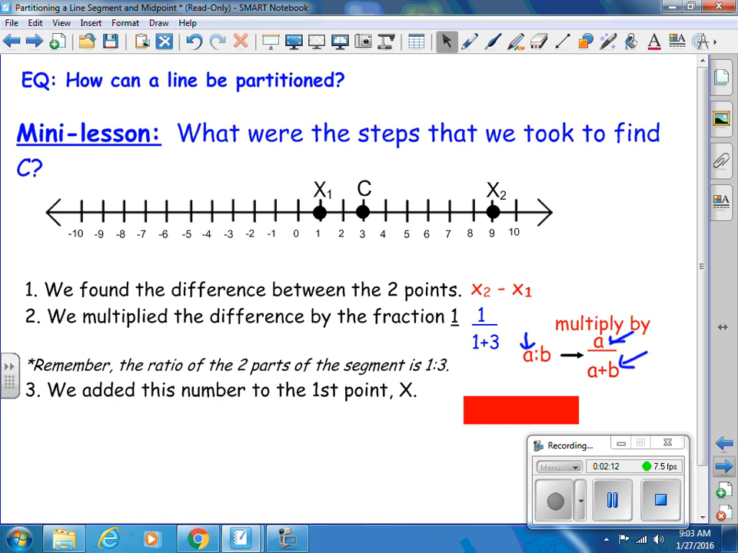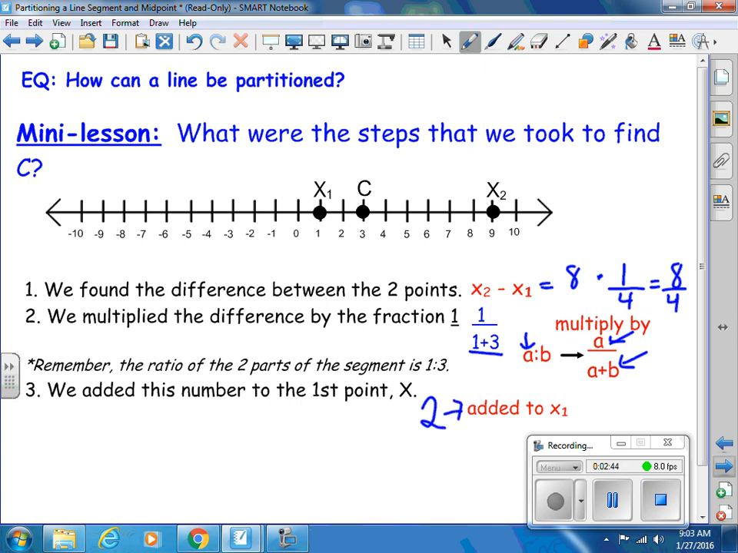Remember, the ratio of the 2 parts of the segment is 1 to 3. That's where that 1 and 3 came from. Last but not least, we had to add that back to our original point. So our distance here was 9 minus 1 gave us 8. And then we're going to multiply it by 1 over 4. Remember, 1 plus 3 gave us that 4. That becomes 8 over 4. What is 8 over 4? Well, we know that that amount is 2, but we have to add that back to our original point.